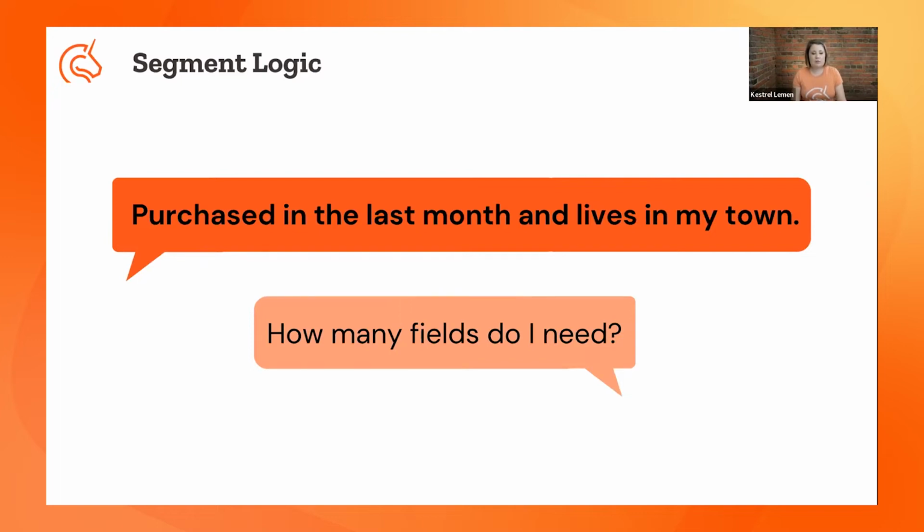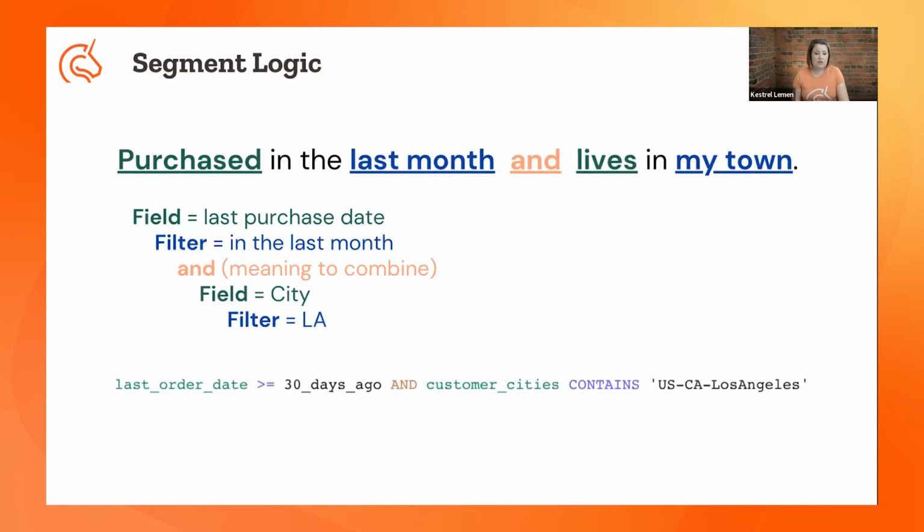Now, here's a quick quiz for everyone. This isn't a trick question. This is real. How many fields would you need for this statement? The two fields you would need are last purchase date and city. When I say purchased in the last month and lives in my town, the field is last purchase date, the filter is the month, the time frame, and "and" is the combining factor. Then the field city, and the filter for city is LA, because in this example, let's say it was Los Angeles.